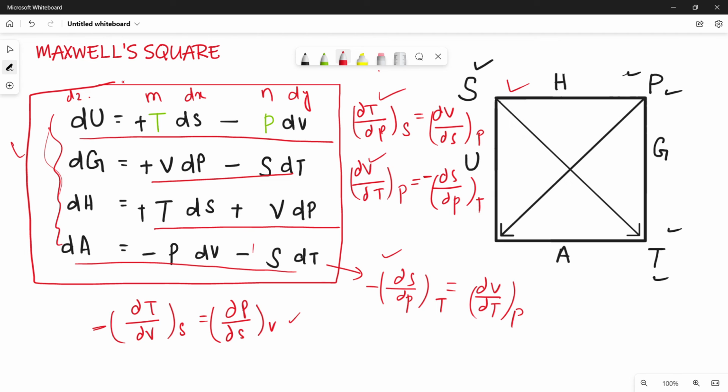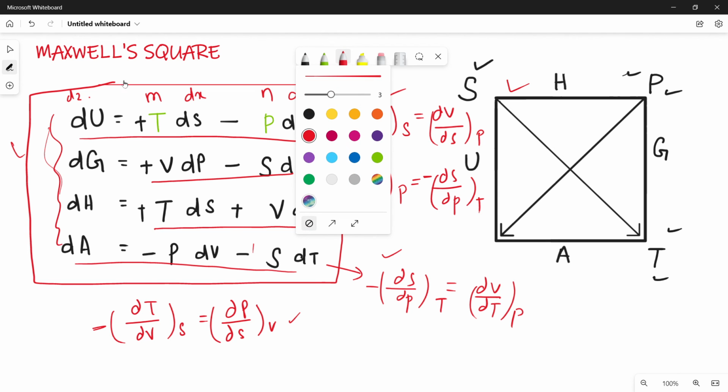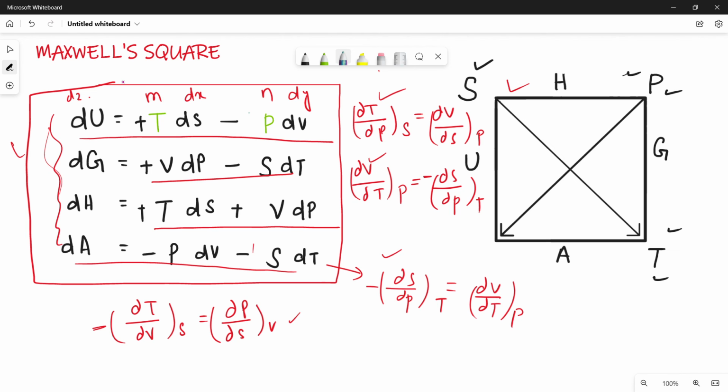One more thing you can find out. Suppose you have to find the value of the pressure. In this case, if I have to find the pressure, I can write P is equal to del U by del V at constant S. Using this equation we can find the value of P also. Correct, del U by del V at constant S, and the negative sign is there, so that's why I put this negative sign.